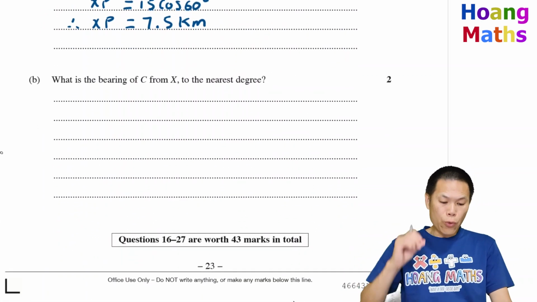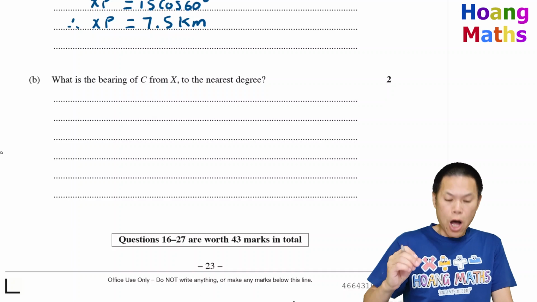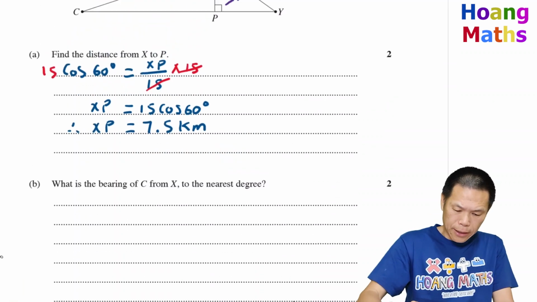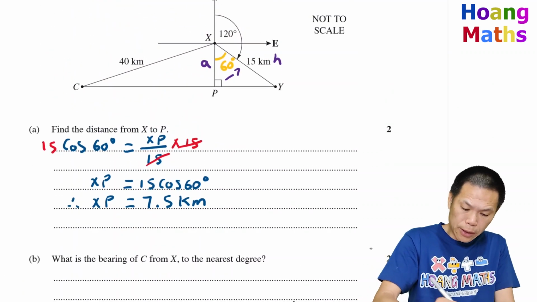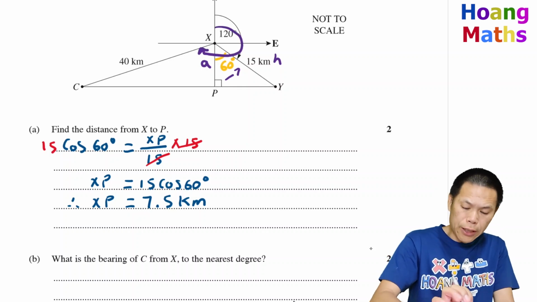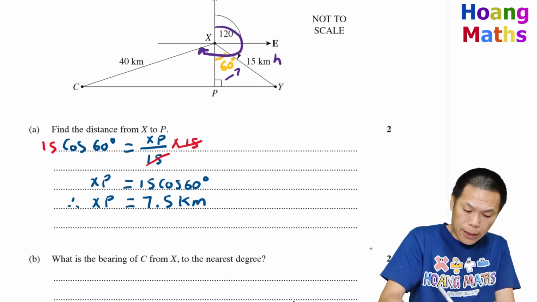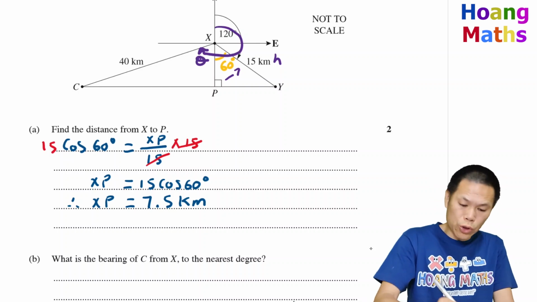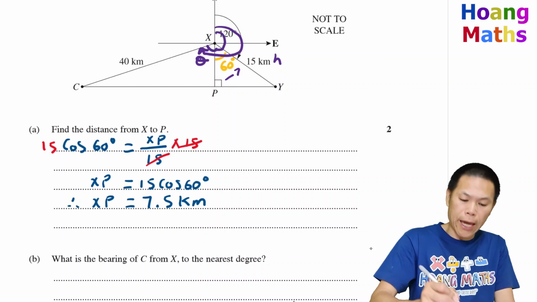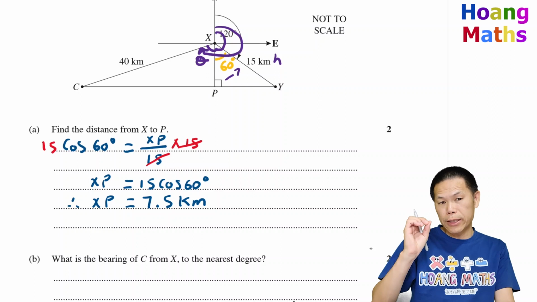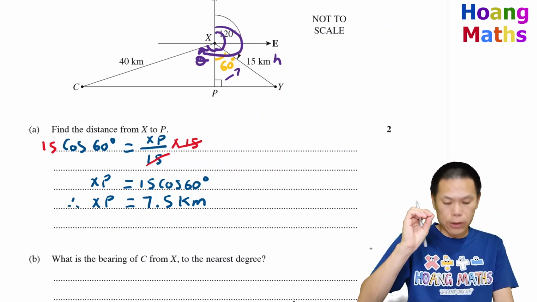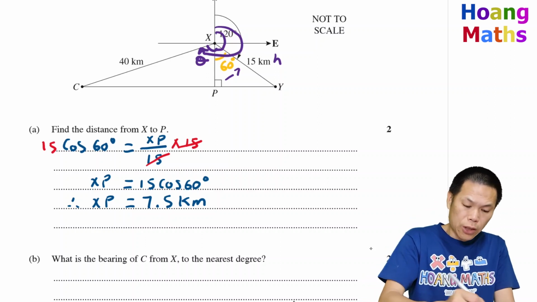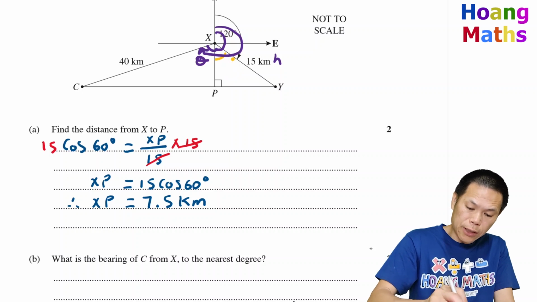Part C. So we need to work out the bearing of C from X. So from X to C is this angle here. So what we need to find is this theta here. And then what we do, we just go 180 plus the angle theta. So that will give us the bearing because it's from X to C. Keep that in mind. So now, let me clear this first.